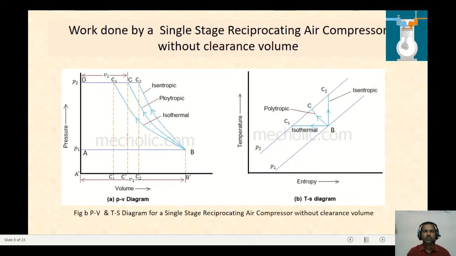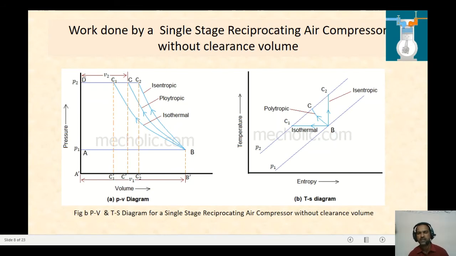Next we will move to the work done by a single stage reciprocating air compressor with clearance and without clearance. If you see this graph, this is the PV diagram and the TS diagram. The pressure is drawn on the y-axis and the volume is drawn along the x-axis. From this figure one can say point A and point D are not closed. Not closed means it is an open cycle. The reciprocating air compressor works on the open cycle. It is not a closed cycle.